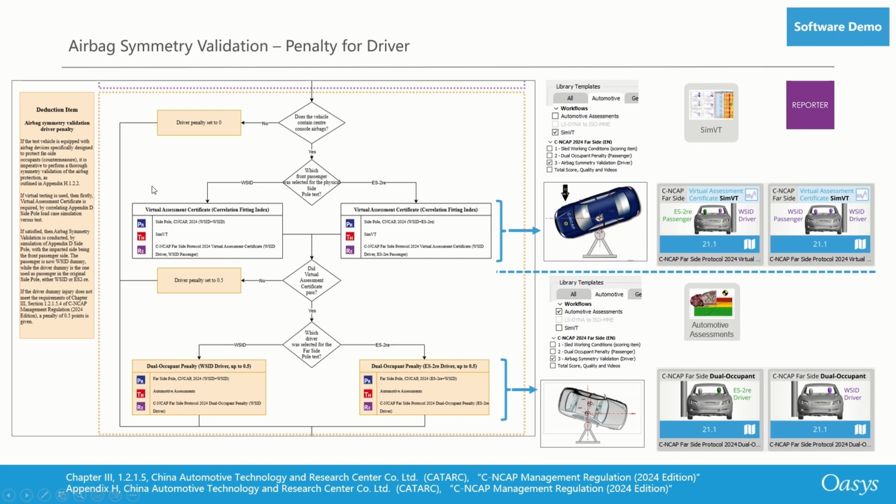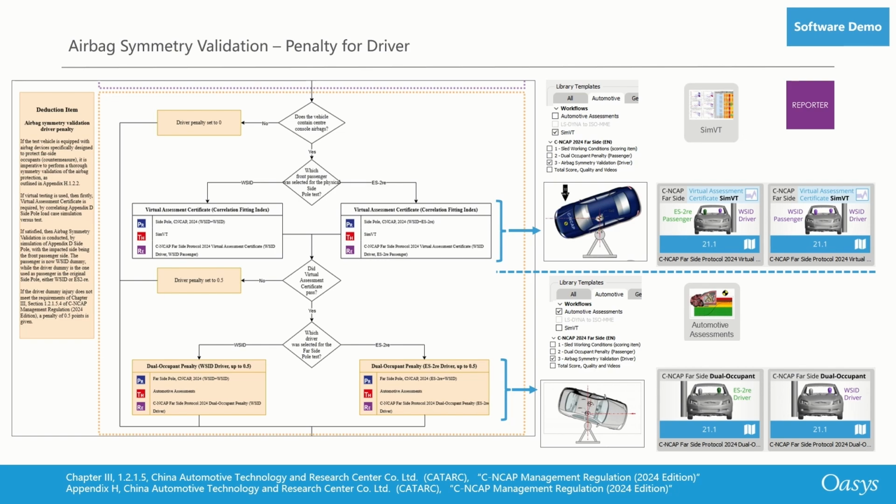Now, the virtual assessment certificate is comparing the physical side pole with the simulation side pole. So if you calculated the dual occupant penalty using the simulation, then you'll already have set up the user data in Primer, and that's what we're going to use. So we can reuse that, but the difference is we'll select a different reporter template in order to evaluate the results. We can also open SimVT in order to perform the virtual assessment certificate. So I'll show you that first of all.